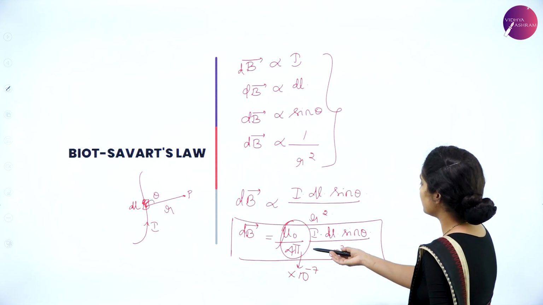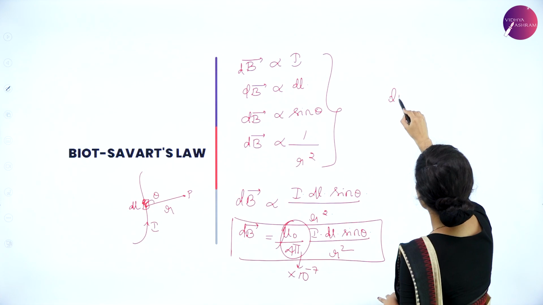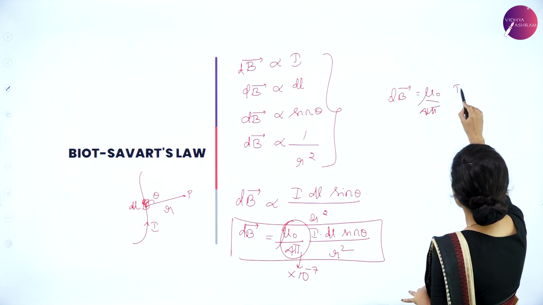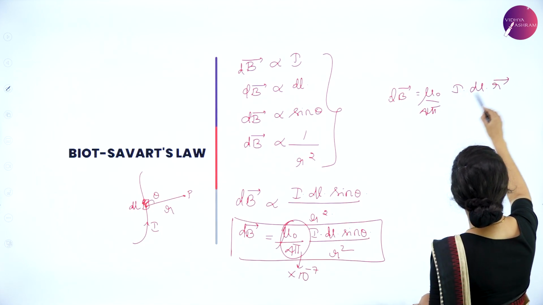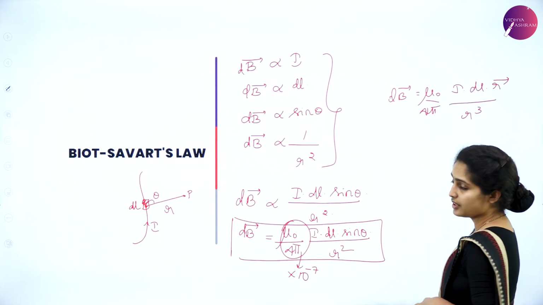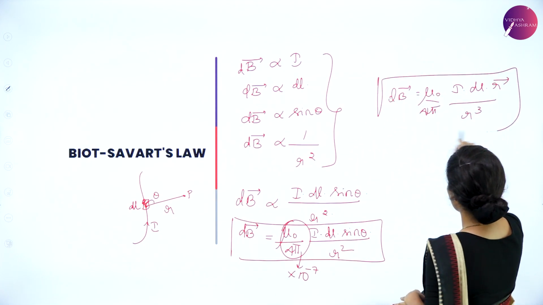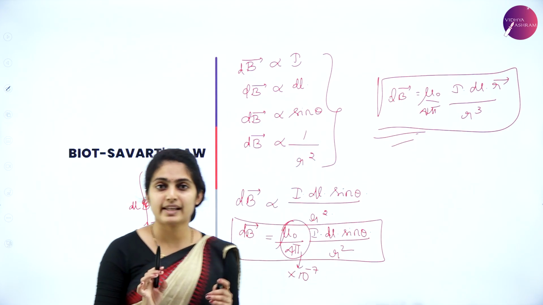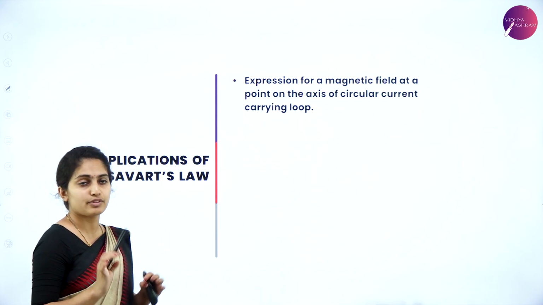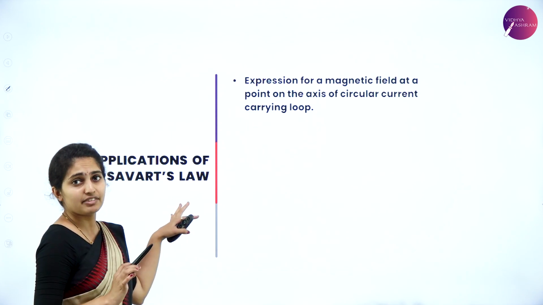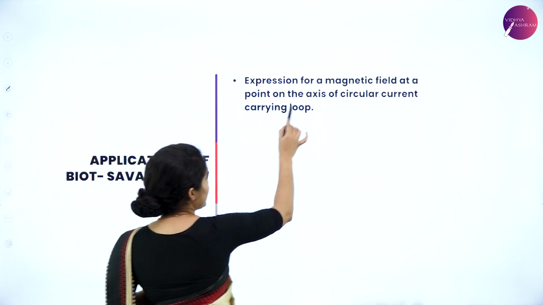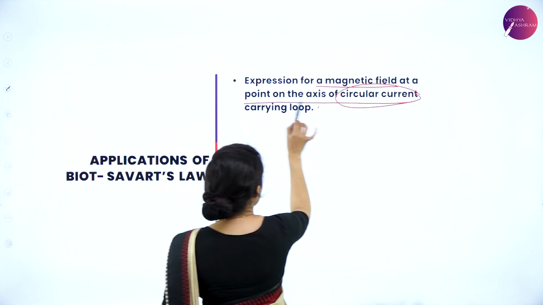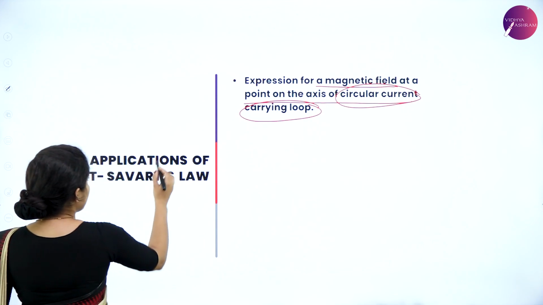Suppose if you take it in vector notation, then dB vector becomes mu naught by 4 pi I dl cross r vector divided by r square, which becomes r cube. That is the vector notation of it. That's all about Biot-Savart's law. Having the same law as well as the same expression, we are going to derive an important expression, the expression for a magnetic field at a point on the axis of a circular current carrying loop. So first of all, let us just check.